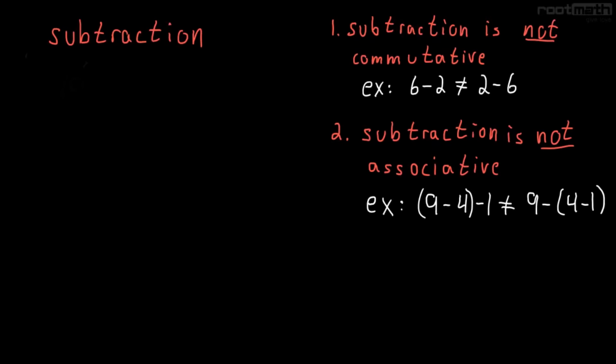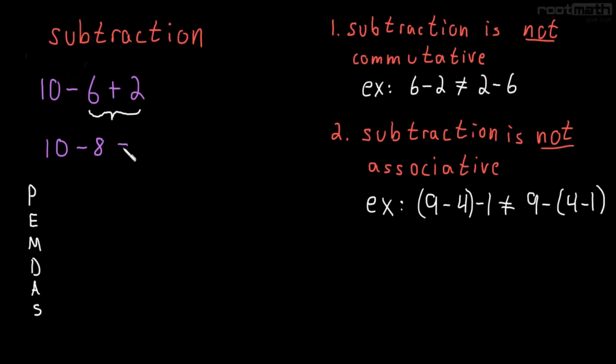Okay, another reason that subtraction is not that great is because sometimes it can be confusing with the order of operations. So for instance, 10 minus 6 plus 2. Maybe we're not sure, should we do subtraction first or should we do the addition first? So we think of the order of operations, parentheses, exponents, multiplication, division, addition, and subtraction. And that looks like we're supposed to do addition first. Addition comes before subtraction. So this would be 10 minus 8, which would be 2. But that's wrong. That is the wrong answer.